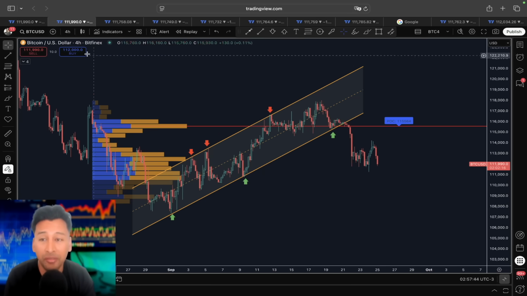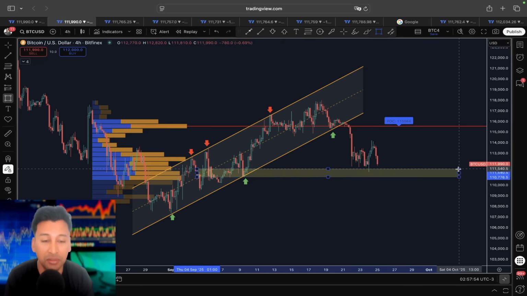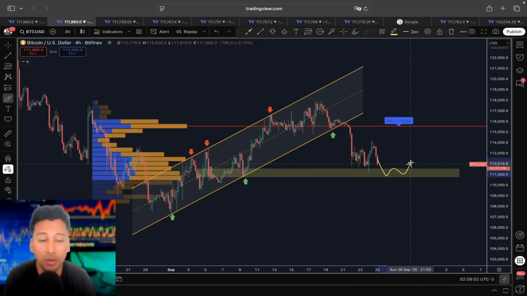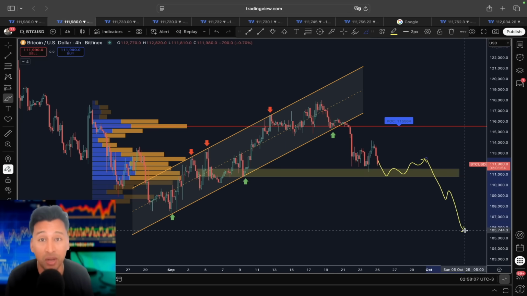Now if it does result in another continuation after we break below this price area, I mean the 110,000 price area, it could be free falling. Yes, you heard that correctly, guys. If Bitcoin loses support around 110,000, there could be another free fall which could bring the price of Bitcoin to around the 100,000 area. And why is this so important?